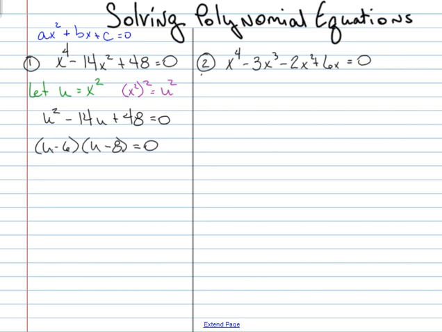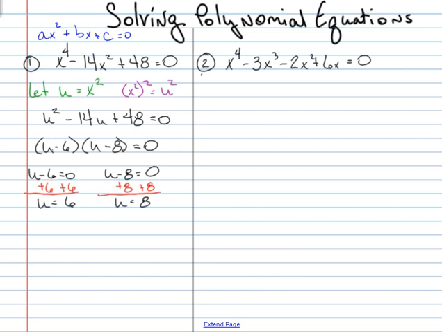Okay. Now I'm going to go through and set each one of these factors equal to 0. So I'm going to say u minus 6 equals 0, u minus 8 equals 0. We're going to solve for u. On the left, u minus 6, so the opposite of a minus 6 is a plus 6. Whatever you do to the left, you're going to do the same thing to the right. So I have u is equal to 6. My equation on the right says u minus 8 is equal to 0, so I'm going to add 8 to both sides. So I now have u is equal to 8.